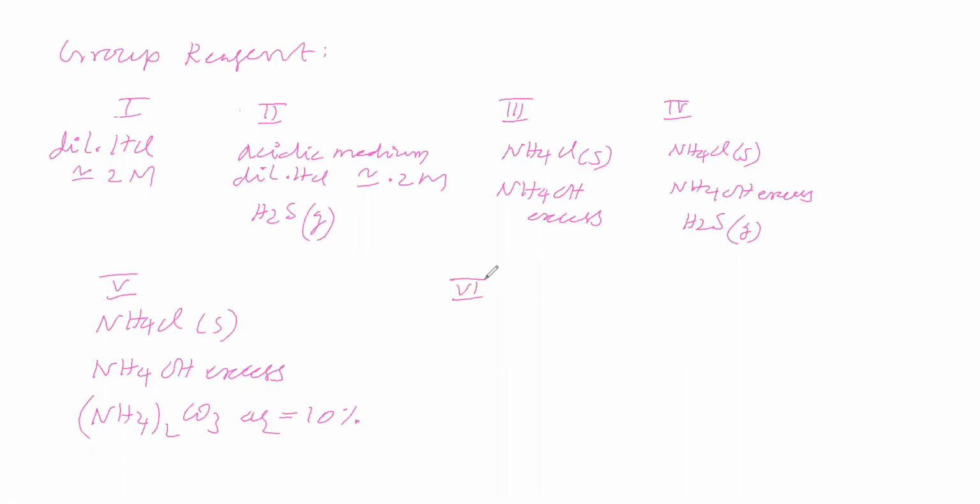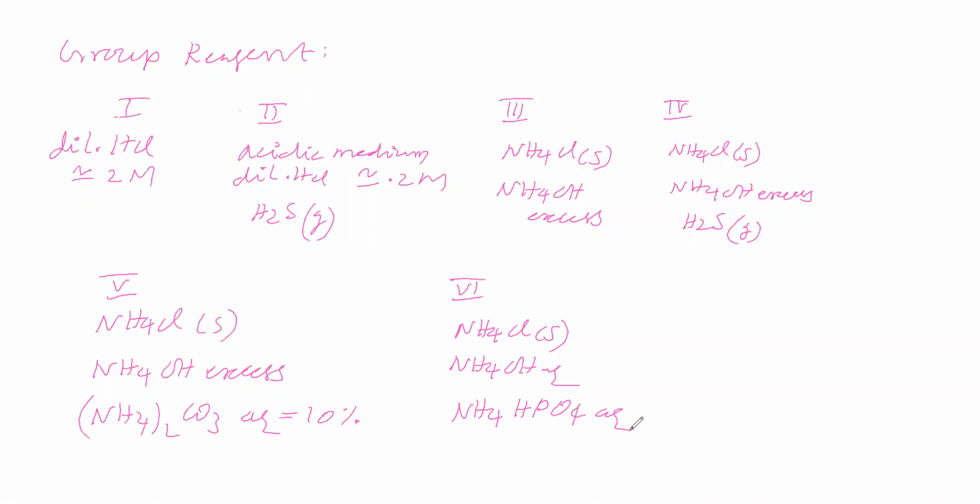Group 6 magnesium reagent is ammonium chloride solid, ammonium hydroxide aqueous solution, then ammonium hydrogen phosphate aqueous solution. It is a group 6 reagent.